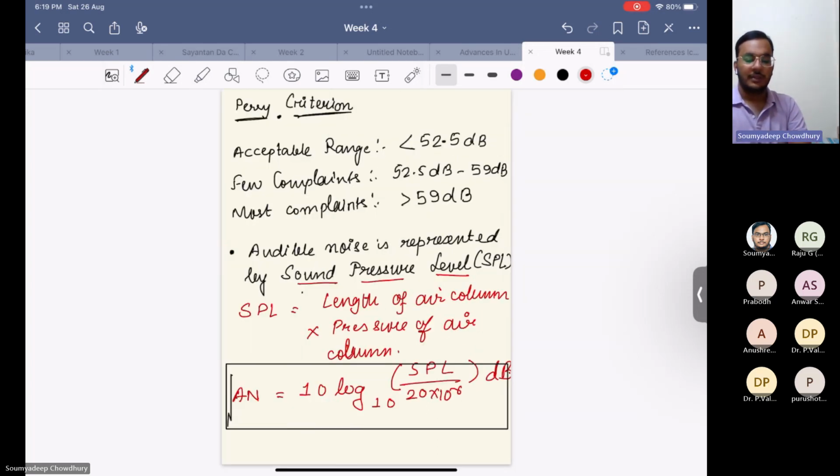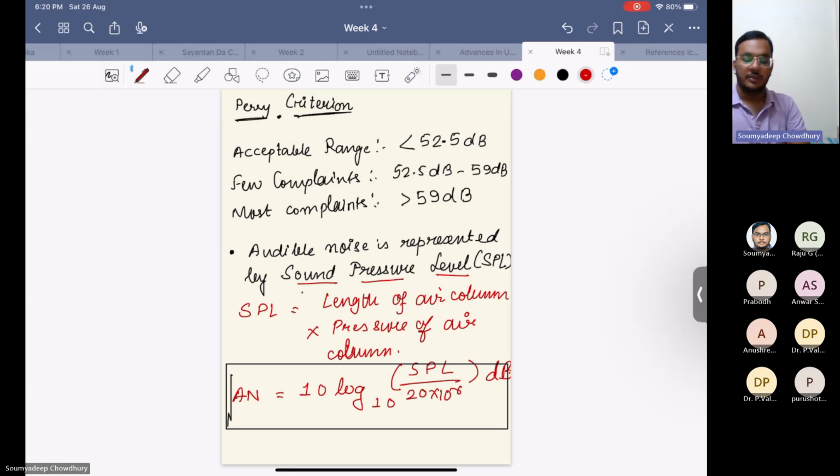We have different ranges according to the set standards and criteria, which were laid down by a scientist named Perry. He has listed the different ranges of audible noise. The acceptable range is less than 52.5 decibels, and anything above 52.5 up to 59 dB is still allowable. But most complaints are raised when the sound is greater than 59 decibels.